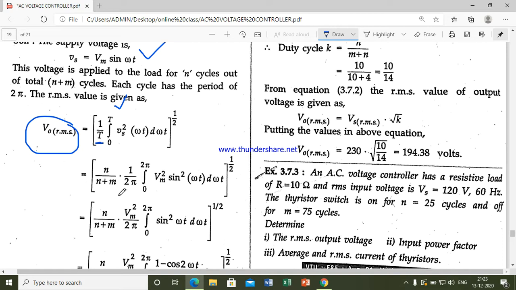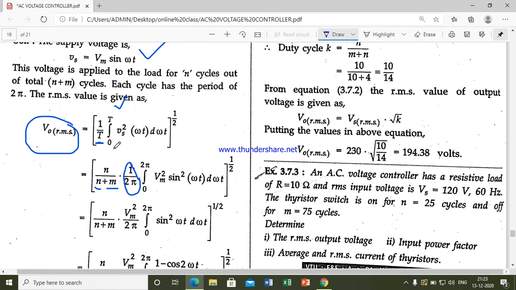total T period means it includes on period plus off period. It includes n cycles plus m cycles. It will be on for some cycles and it will be off for some other cycles. It will be on for n cycles and off for m cycles. So you can represent this total T period as n divided by n plus m, and you should substitute actually T means total cycle, no? What is your total cycle? 360 degrees. So that is 1 divided by 2 pi. Pi means it is 180, 2 pi means it is 360.